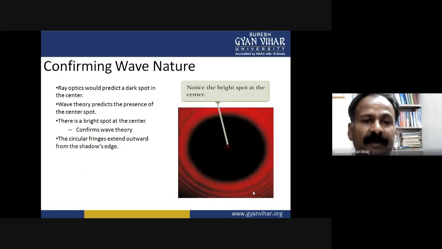Ray optics would predict a dark spot in the center. Wave theory predicts the presence of the center spot. There is a bright spot at the center, which confirms wave theory. The circular fringes extend outward from the shadow edges. Notice the bright spot at the center.